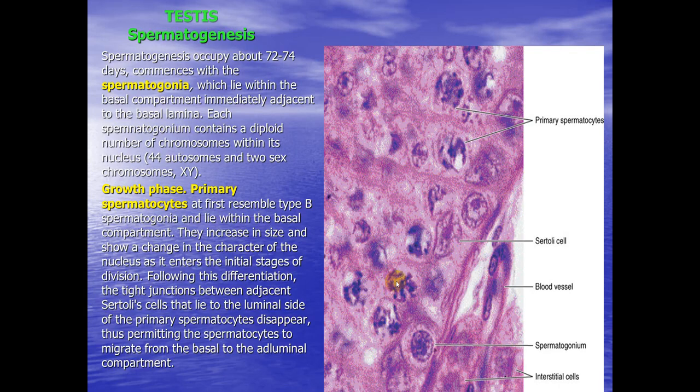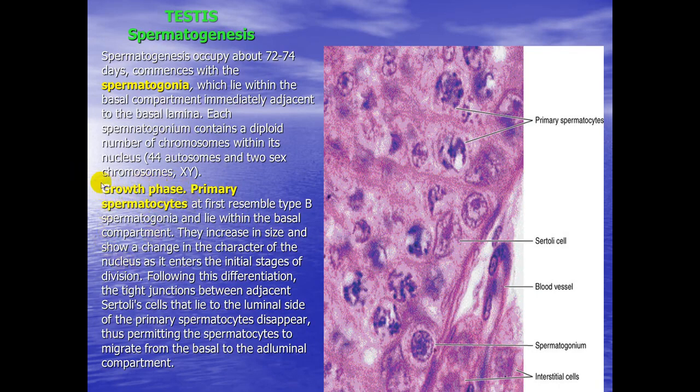Spermatogonia are normal cells with the diploid number of chromosomes, 44 autosomes and 2 sex chromosomes. If it is male, of course, the sex chromosomes are X and Y. So these cells divide mitotically, slightly move up, and go to the next stage, the growth phase.